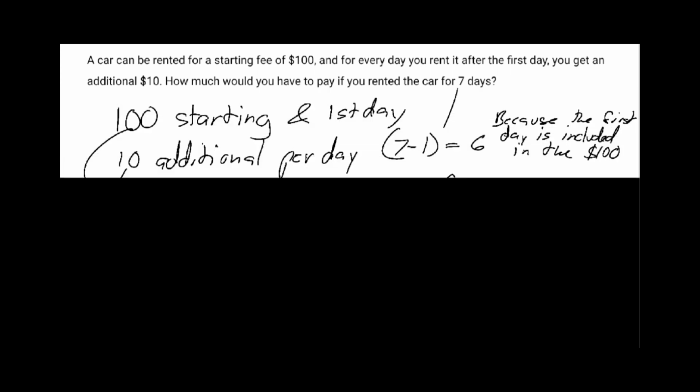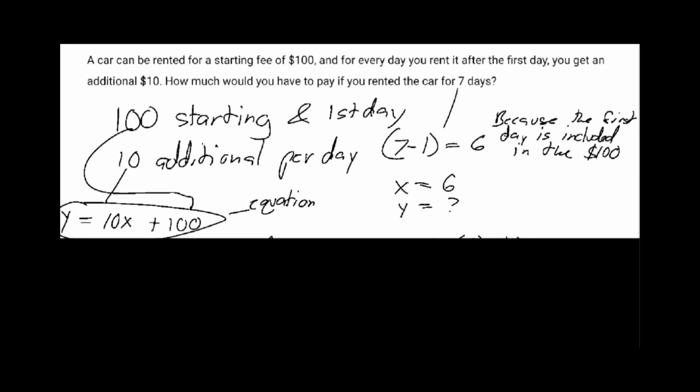In order to solve this problem, let's look at the basics first. So right off the bat, it says that we're starting with $100. And in that $100, we're technically including the first day. And every day after that will cost $10. So the $10 per day will become our slope, while the 100 starting will become our y-intercept.